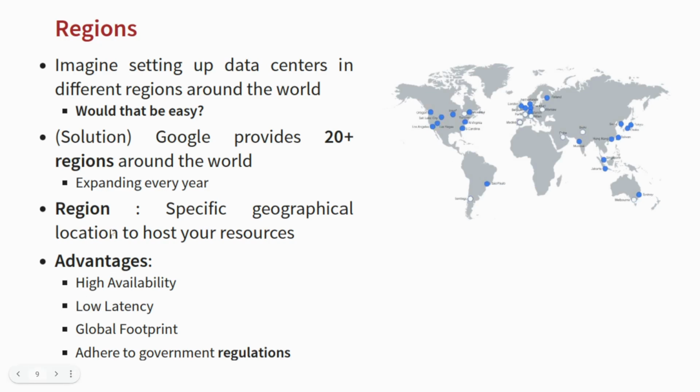Because of regions, I can have high availability, low latency, a global footprint, and I can even adhere to government regulations. This is very important, because if you deploy an application outside of India, you need to adhere to the government regulations set in that country. This is the meaning of regions.